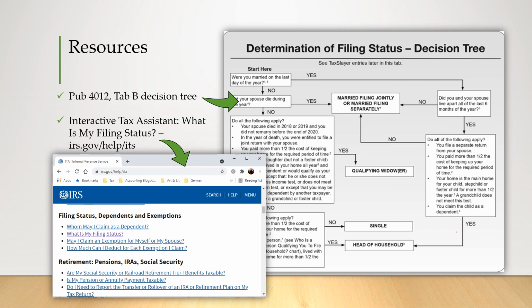Before we head out, I wanted to point out some of the resources that we have to help us determine filing status. In Publication 4012, Tab B, there's a decision tree. So if you ever get stuck, you can always go back to the decision tree, answer the questions, and follow the flow, and it will get you to a filing status. In addition to that, on irs.gov, there's an interactive tax assistant, "What is my filing status?" It's a series of questions, and depending on the answers, again, it will get you to a filing status. So if you ever get stuck, there is always help. Just look it up.